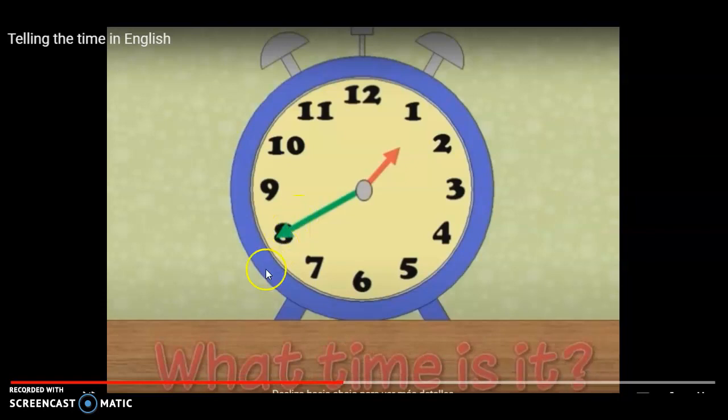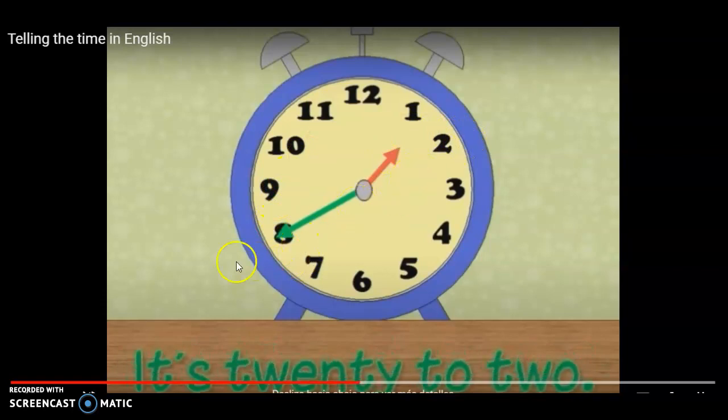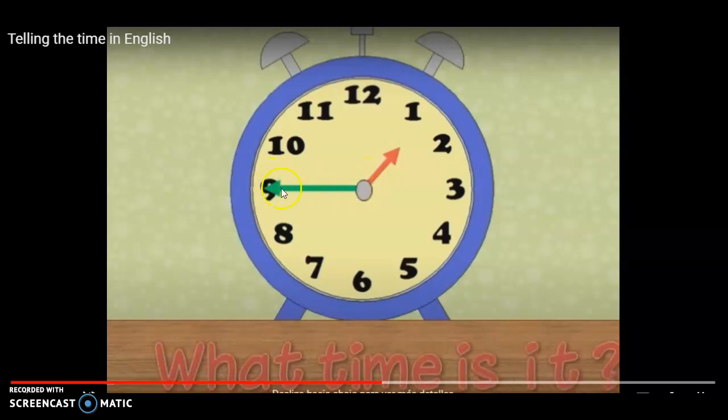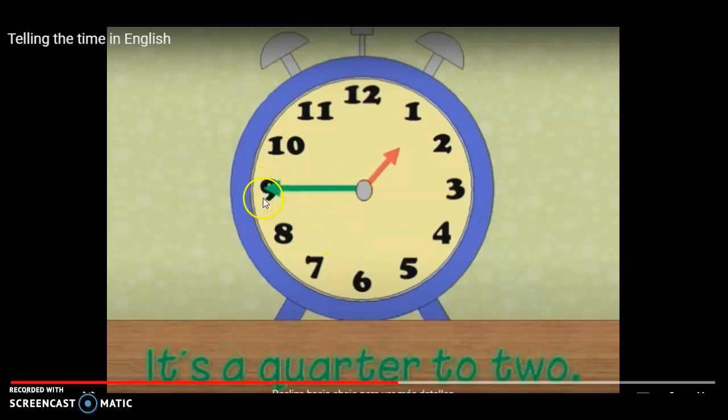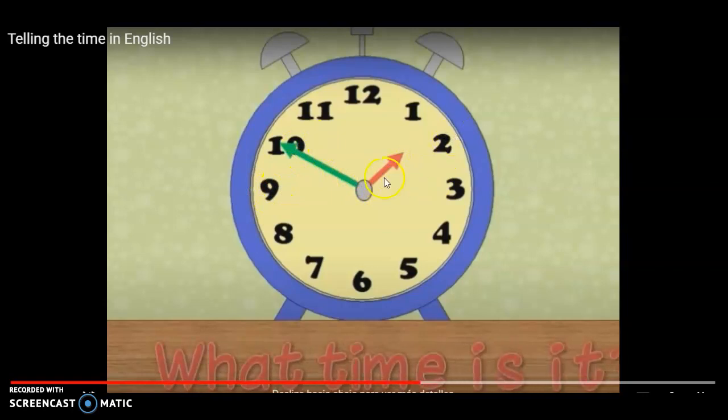So now we have 20 to 2, right? Nos quedan 20 minutos para las 2. 20 minutes. 5, 10, 15, 20. ¿Qué dijimos de las 15? No podemos decir it's 15 to 2. We're going to say it's a quarter to 2. 5, 10, 15. A quarter to 2. Son un cuarto para las 2.